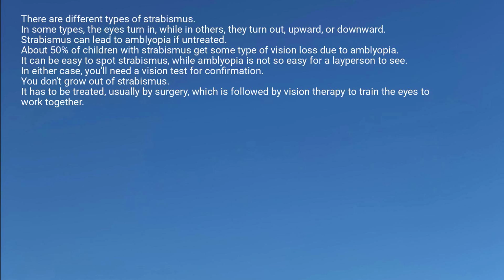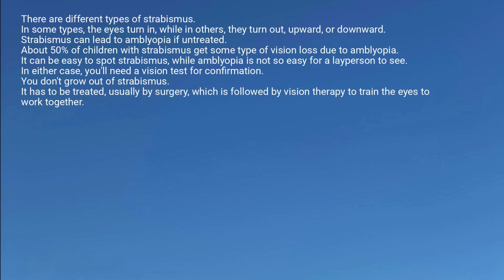There are different types of strabismus. In some types, the eyes turn in, while in others, they turn out, upward, or downward. Strabismus can lead to amblyopia if untreated. About 50% of children with strabismus get some type of vision loss due to amblyopia. It can be easy to spot strabismus, while amblyopia is not so easy for a layperson to see. In either case, you'll need a vision test for confirmation.